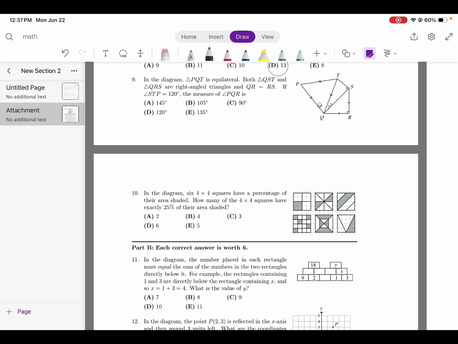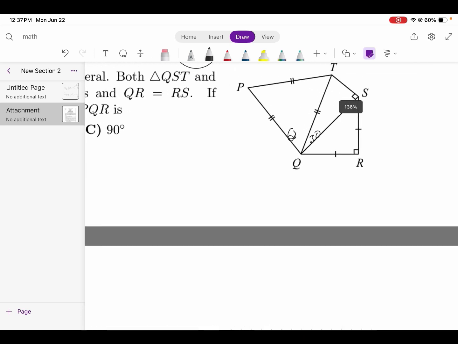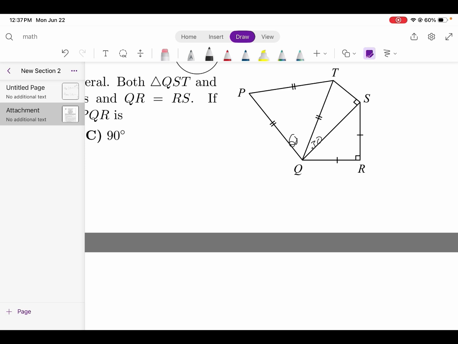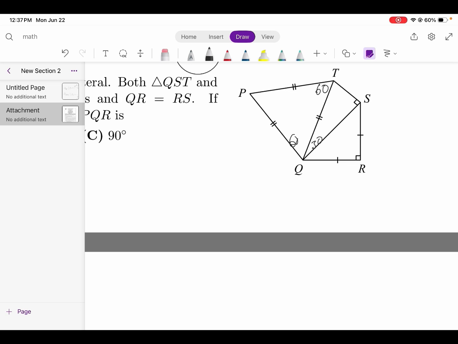Okay. Question 9. So in the diagram, PQT is equilateral, and QST and QRS are right-angled triangles, and QR is equal to RS, and then you are given that STP is equal to 120 degrees. So essentially, you see that PTQ is an equilateral triangle because all three of its side lengths are equal. So that means that all three angles are also equal. They're all equal to 60. So you have 60 and you have 60. And then you know that PTS is equal to 120, which means that STQ is equal to 60.